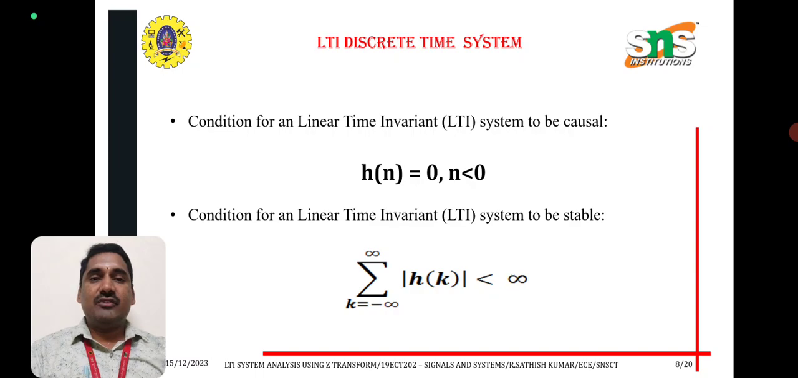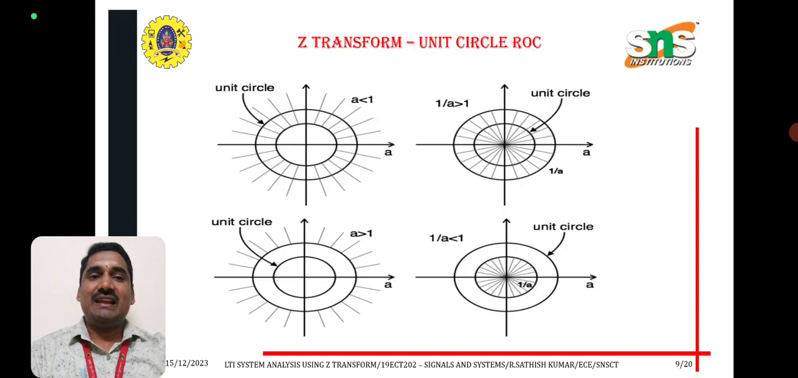Next one, the condition for a linear time invariant system to be causal: h of n is equal to 0 for n less than 0. For a linear time invariant system to be stable: summation k is equal to minus infinity to plus infinity, modulus of h of k should be less than infinity.